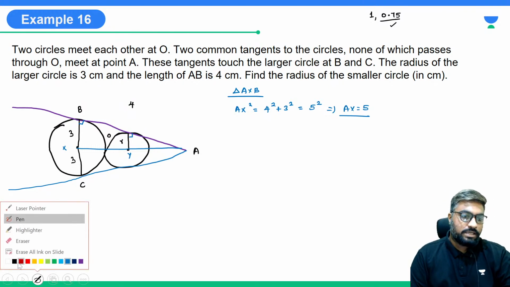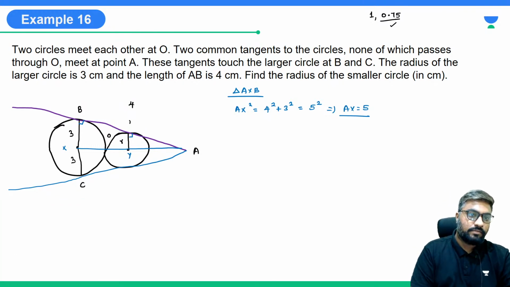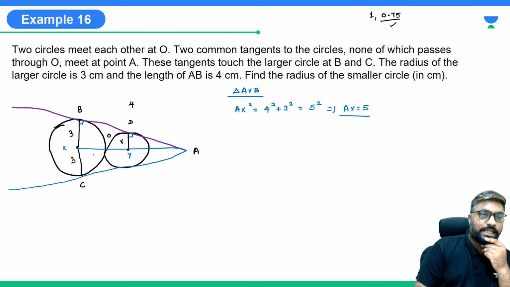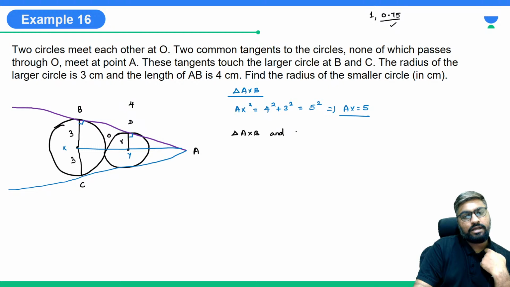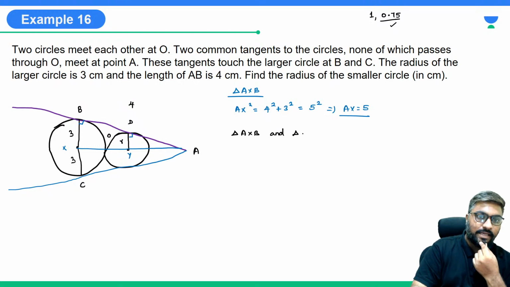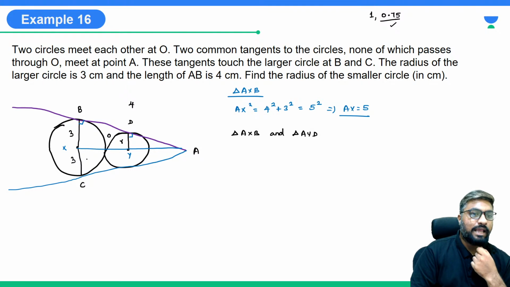Okay, let's call this D. यहाँ पे एक चीज तो क्लियर है that these two triangles will be similar, correct? Triangle AXB and triangle AYD, ये दोनों similar होंगे. Do you agree, guys? AXB and AYD will be similar.